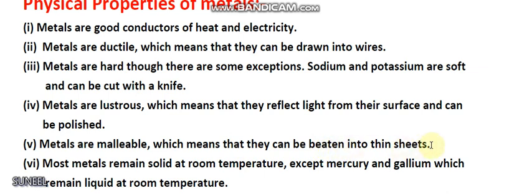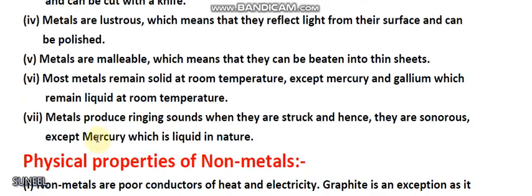sheets. Next one, most metals remain solid at room temperature except mercury and gallium, which remain liquid at room temperature. And metals produce ringing sounds when they are struck, and hence they are sonorous, except mercury, which is liquid in nature. Now there comes physical properties of non-metals.